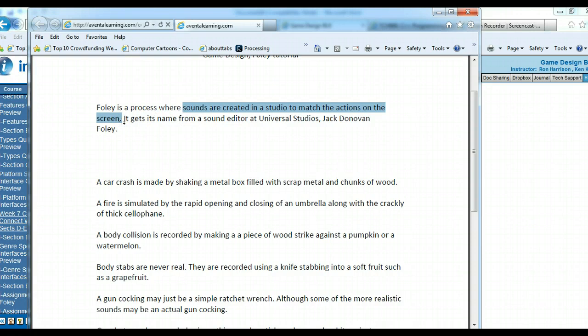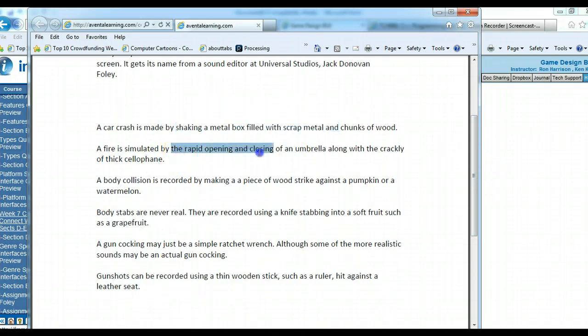You've probably heard of things like that before, where there'll be a horse running down a road in a scene, and people can use coconuts and hit them together to make the sound of a horse. For a car crash, you could shake a metal box full of pieces of metal and chunks of wood. A fire could be rapidly closing and opening an umbrella, or crackling thick cellophane. A body collision, like two people running into each other, could be a stick hitting a pumpkin or a watermelon. Body stabs could be a knife stabbing into fruit, such as a grapefruit.